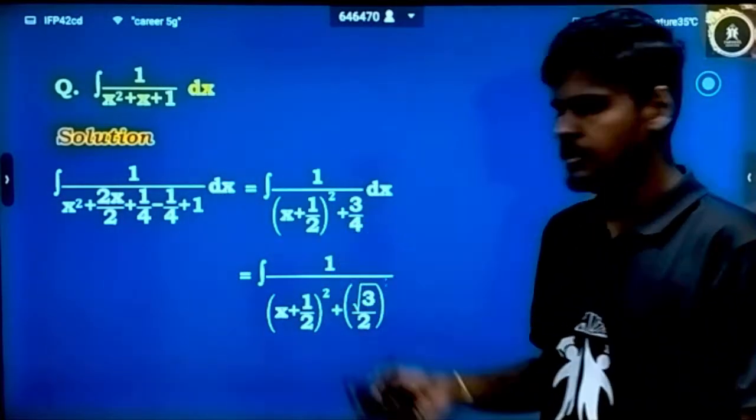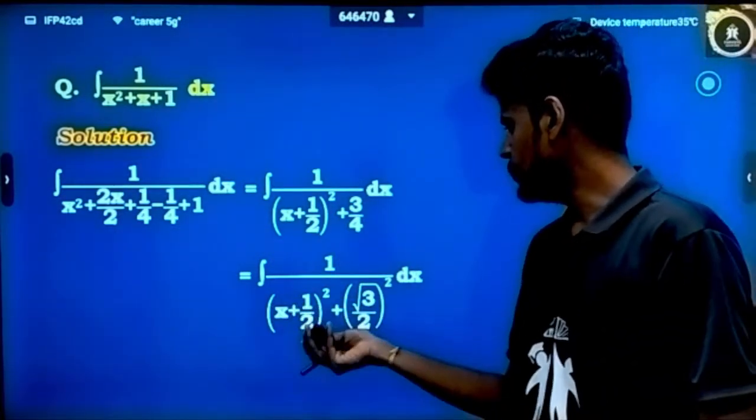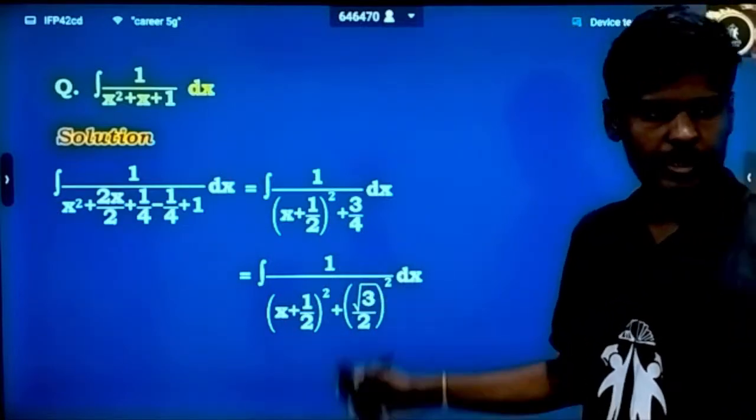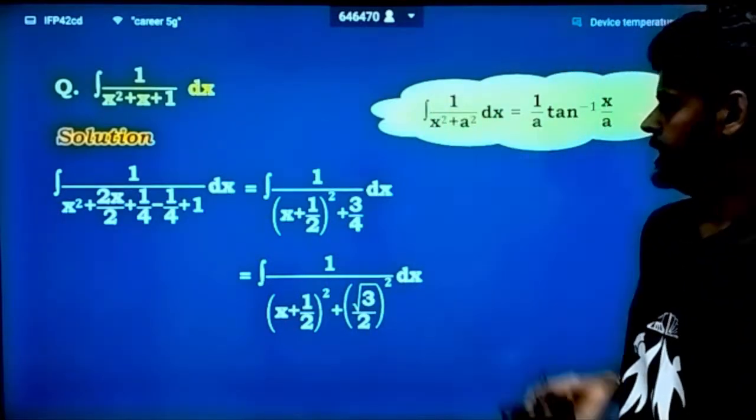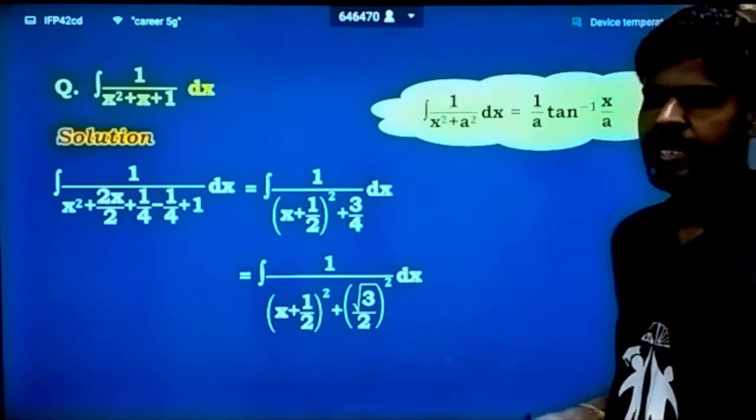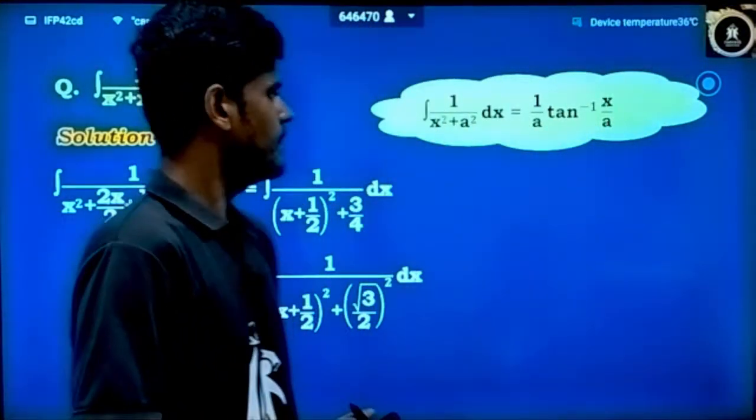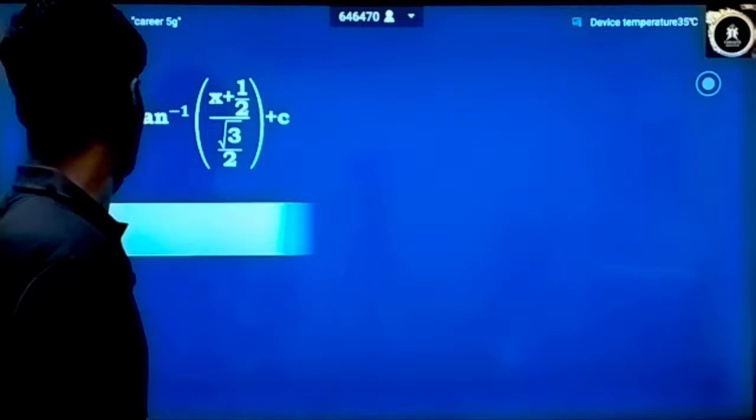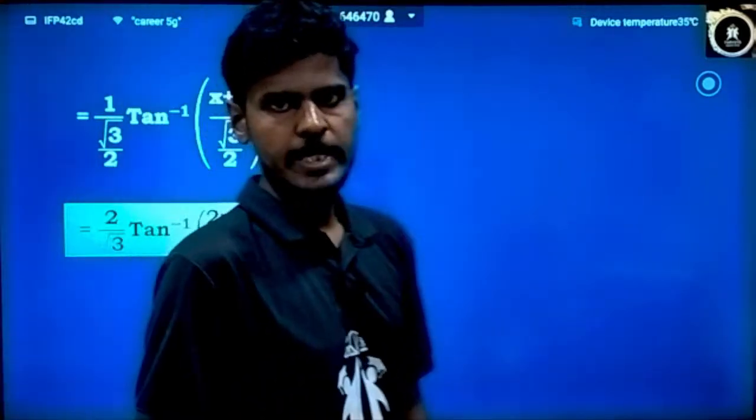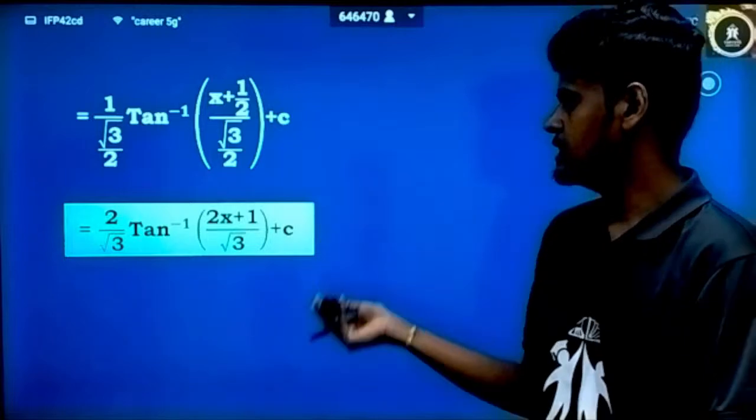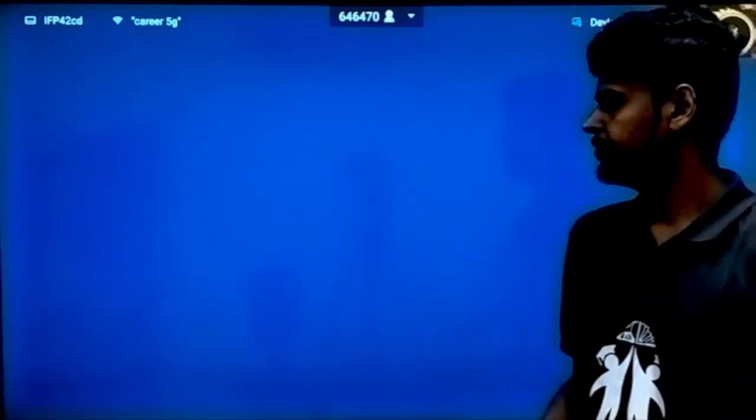So try to write this in terms of perfect square. That will be (x + 1/2)² + (√3/2)². Now what is the formula for ∫dx/(x² + a²)? It is (1/a) tan⁻¹(x/a). So the answer will be (2/√3) tan⁻¹((2x+1)/√3) + constant of integration.